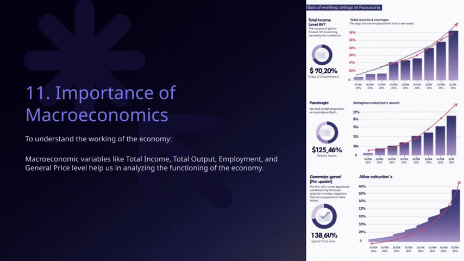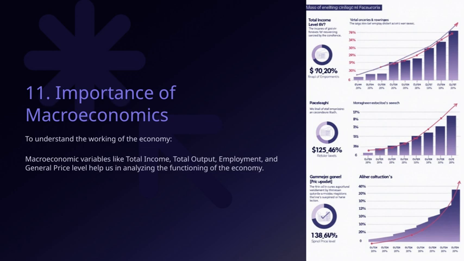Now, when we look at macroeconomic variables like total income, total output, employment, and the general price level, we get a clearer picture of how the economy is functioning. These indicators are essential because they help us gauge the overall health and stability of the economy. For instance, total income and total output tell us about the economic activity happening within a country. Higher values typically suggest a prosperous economy, while lower values might indicate slowdown or trouble.